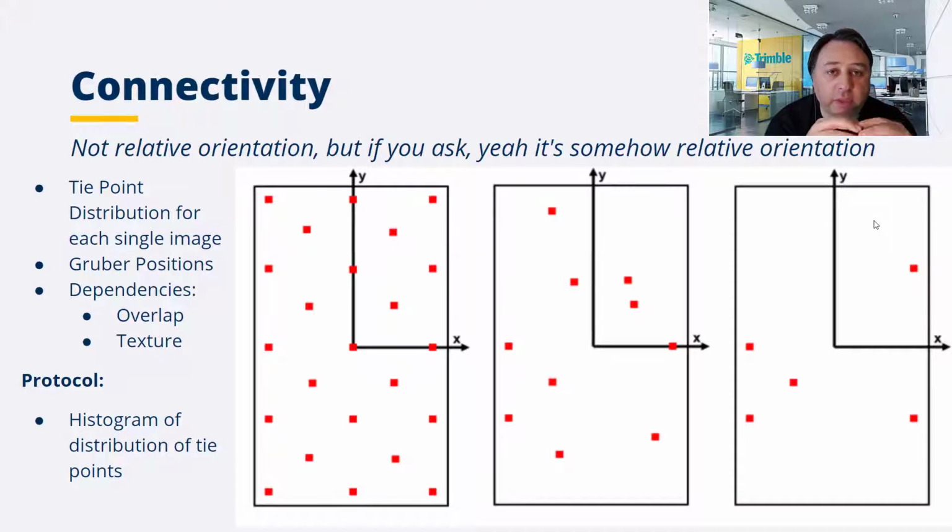We want to have everywhere over the whole sensor distributed tie points, and we want to have them as equally spread as possible. I mean, it doesn't help me to have hundreds of tie points just in the lower left corner. So we want to have tie points everywhere over the whole sensor. Important is this for 2 things.